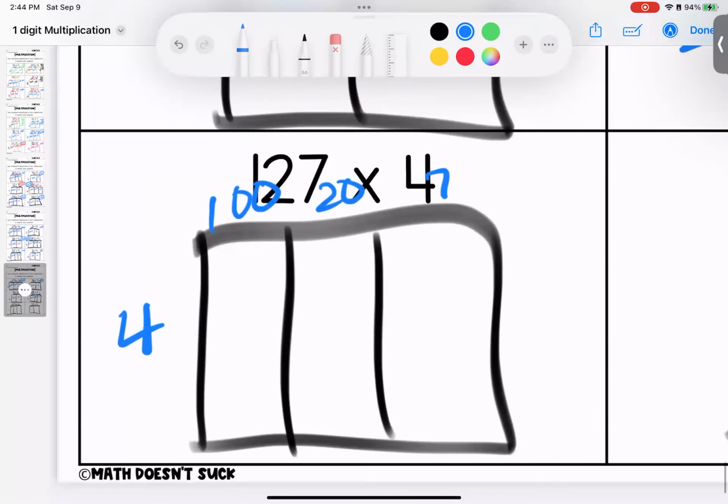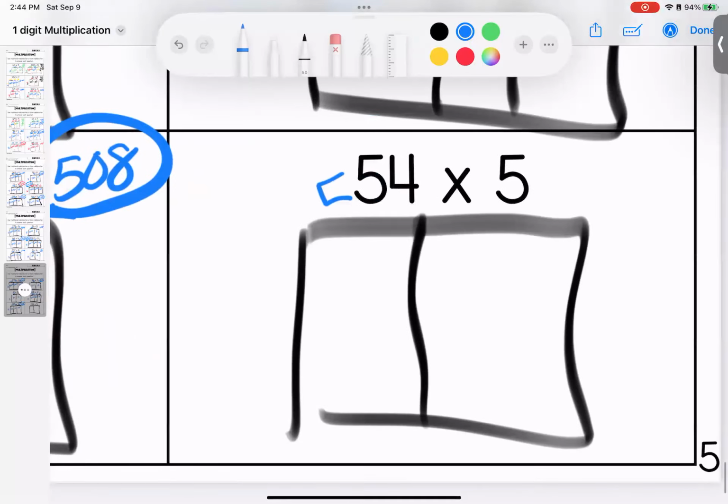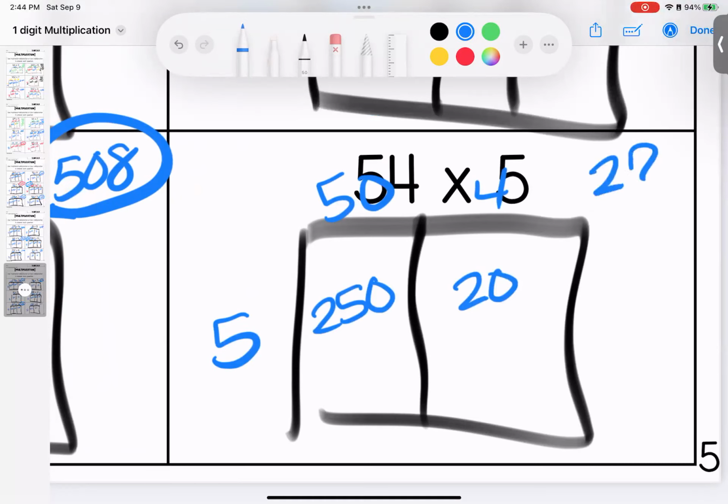127 times 4, we have 480 and 28. Notice as we get towards the end, we're going to be able to just read these across a little easier. 508, last one. 54 times 5, 250. 20 for 270. Questions on these, as always, bring them to class.